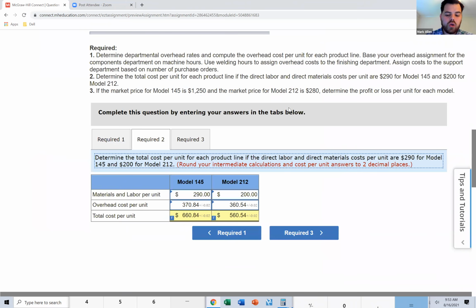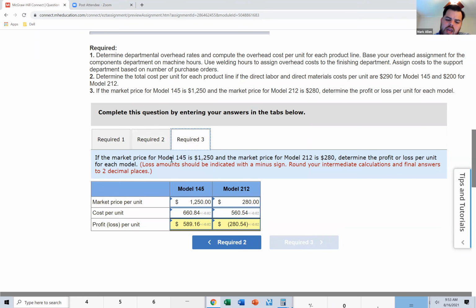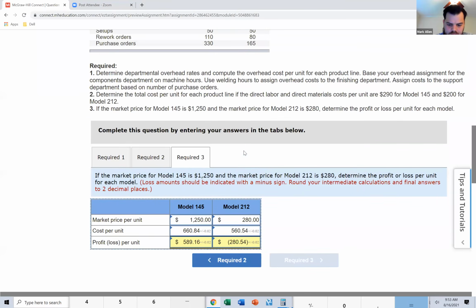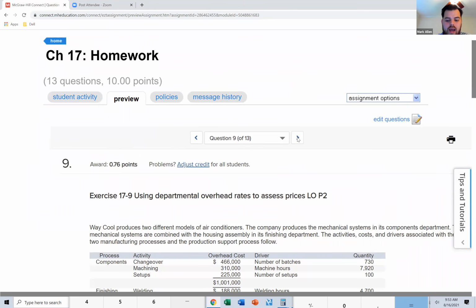Now, requirement number 2, they say determine the total cost if the direct labor and materials are blank and blank. So we just pull those two numbers in, add that with what we had from the previous page, and that gives us my total cost per unit. Then they tell us if the market price is blank and blank, determine profit or loss per unit. So for the first case, this is 1250 minus 661, that's 589, versus 280 minus 560, which is of course a loss of a little over $280. So very good. So that wraps up number 9.